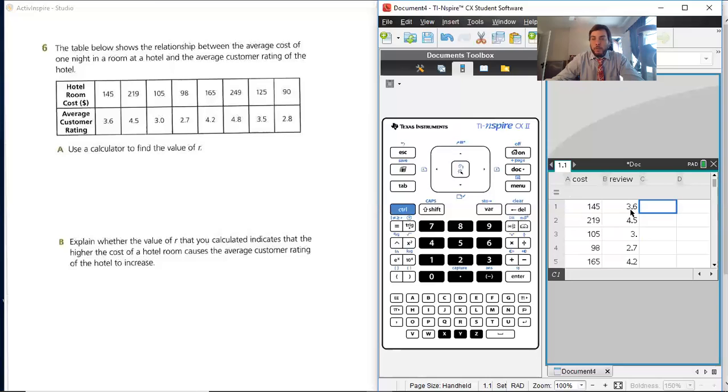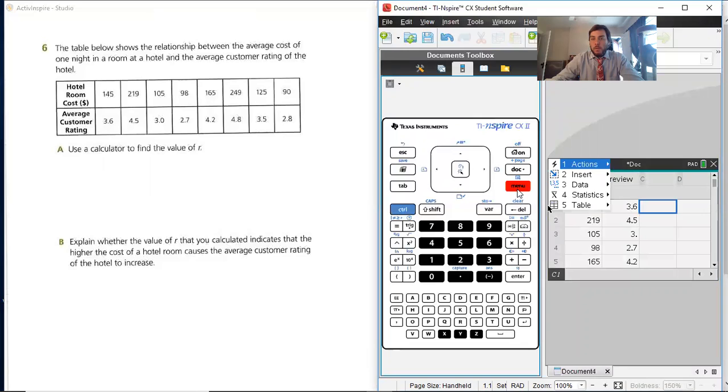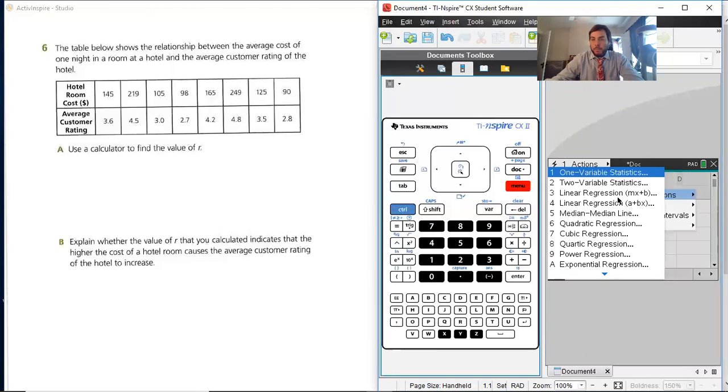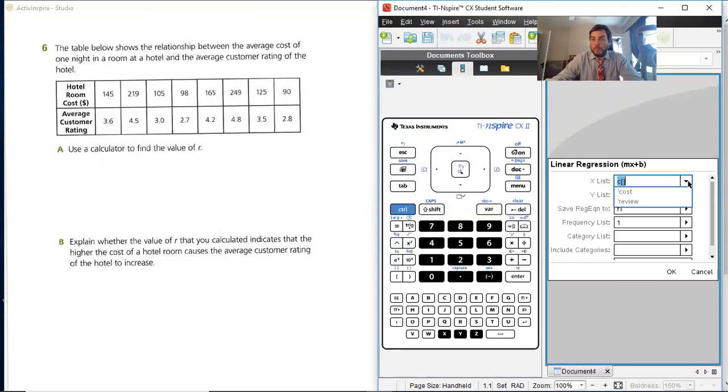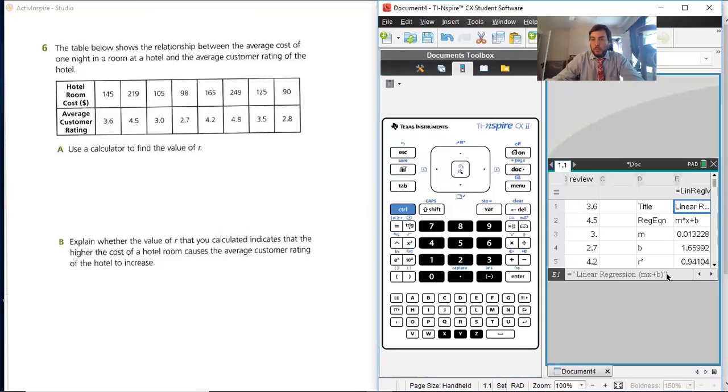Then we go back up to the top, to cell C1, and now we're going to calculate a linear regression. On our calculator, we hit menu, 4 for statistics, 1 for stat calculation, and then a linear regression. Our X list was our cost, our Y list was the review, everything else looks good, we hit OK, and now we go down until we find R. Here is our R value.